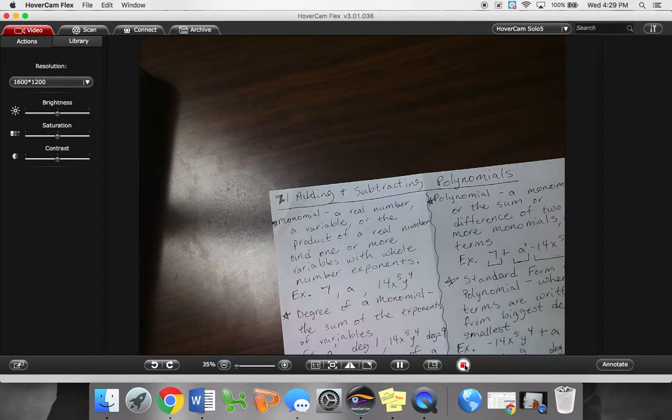We're on the back of our 7-1 notes. So I just took 7-1 notes. This is just the back side in a separate video, and we're going to talk about some more examples.